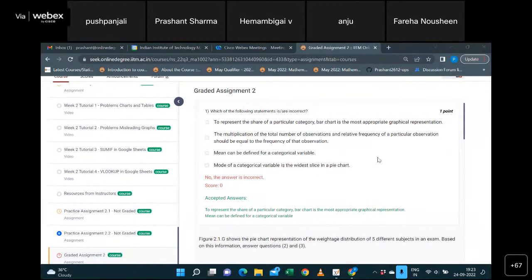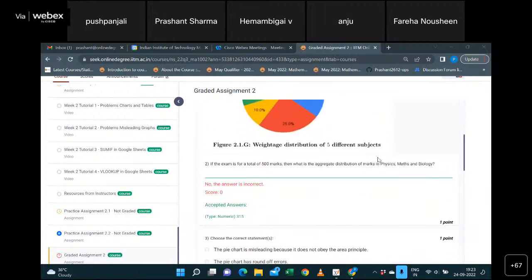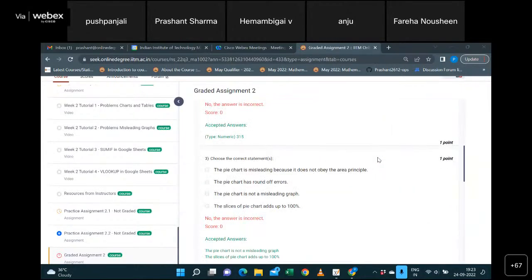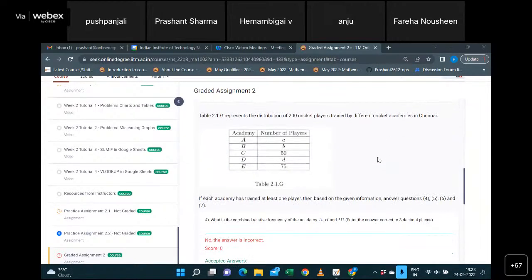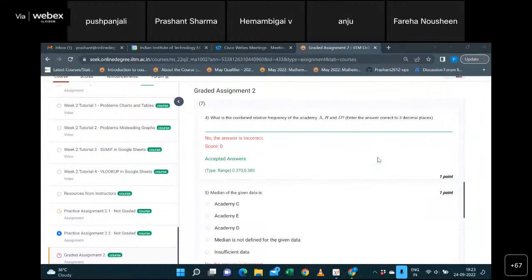Who has a doubt? Sir, I have a doubt in the graded assignment. In question number 4, no, not 4, I think 5. Can you please scroll down? Yes, this one. It is mentioned the median is not defined for this data. Can you please explain this?